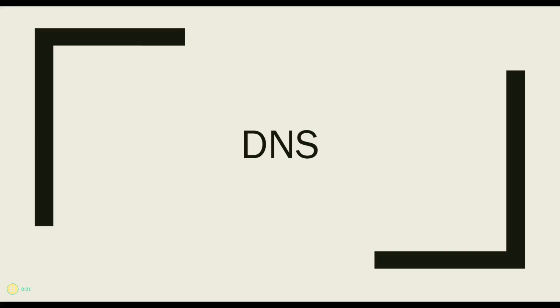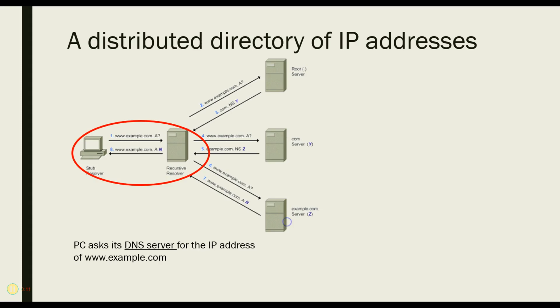DNS is one of the more interesting systems, one of the more interesting protocols in layer 7. And I'm going to go through how it works. First of all, let's define what it is. It is a distributed directory of IP addresses.